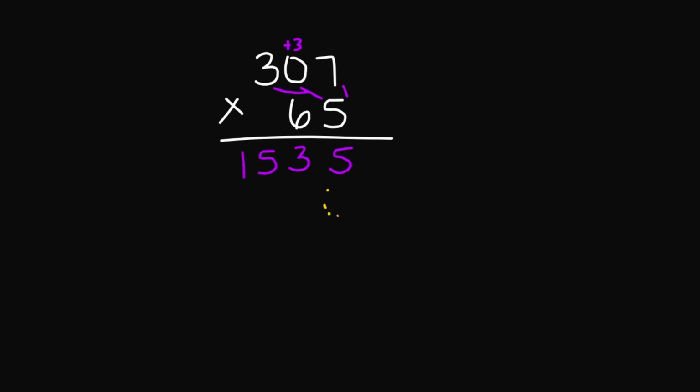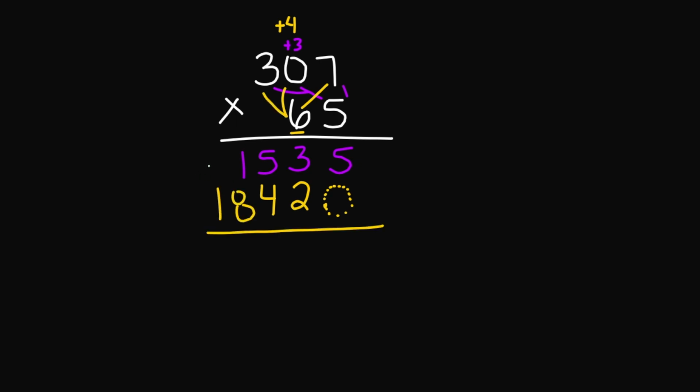I'm going to add my placeholder here because we're no longer working in the ones place. We're now working here in the tens place. So 6 times 7 is 42. I'm going to write my 2, carry the 4. 6 times 0 is 0 plus 4 is going to be 4. And then 6 times 3 is going to equal 18.